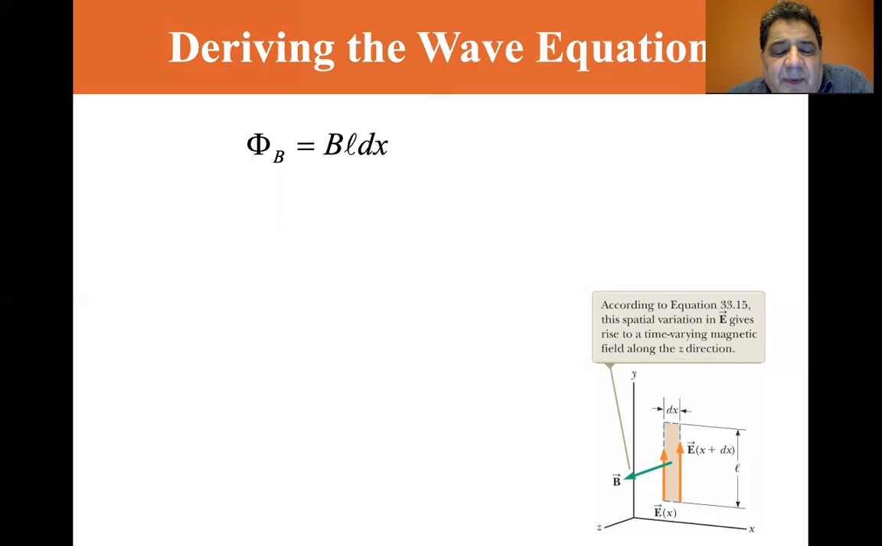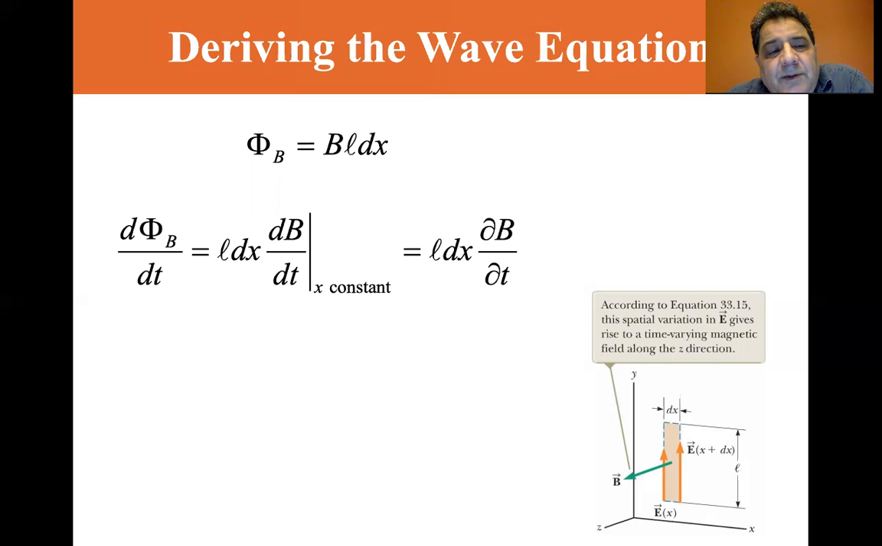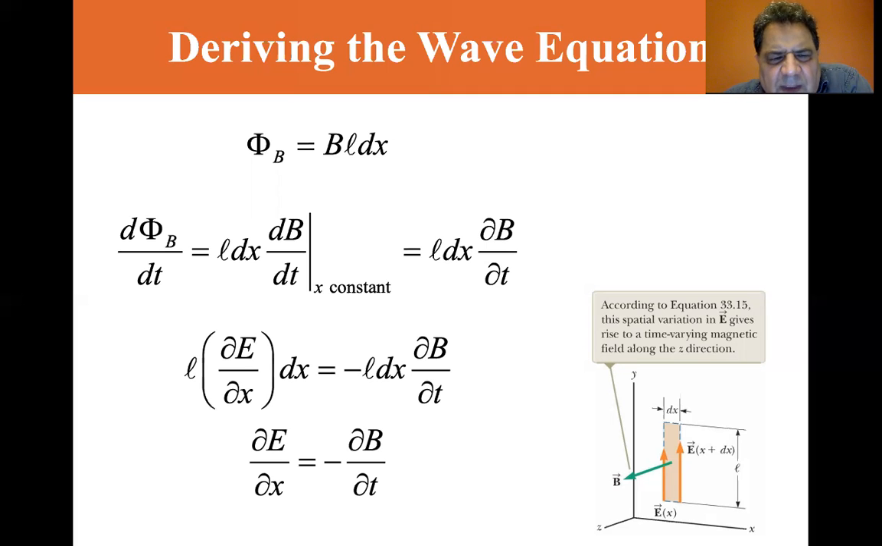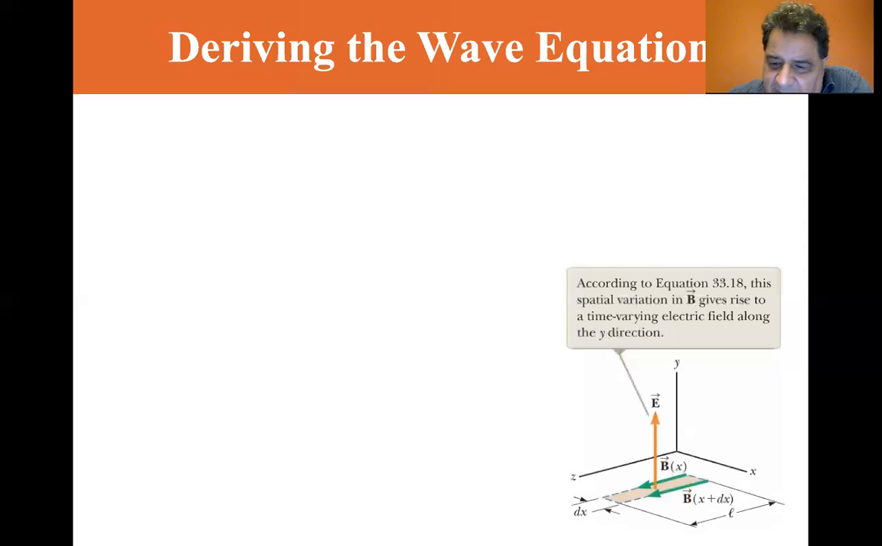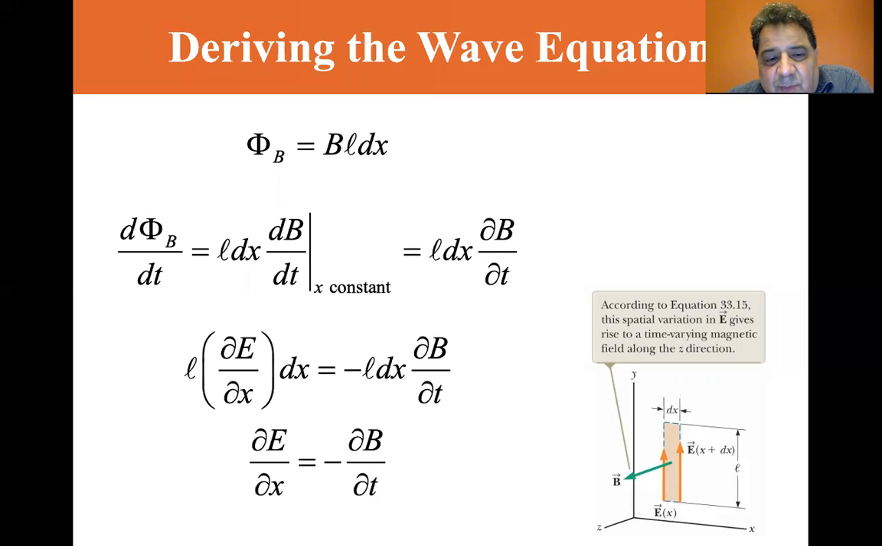So the magnetic flux phi_B is equal to B L dx. So d phi_B/dt is equal to L dx dB/dt, where x is constant, and that's equal to L dx partial of B partial of t. So L partial of E partial of x dx is equal to minus L dx partial of B partial of t. So partial of E partial of x is equal to minus partial of B partial of t.